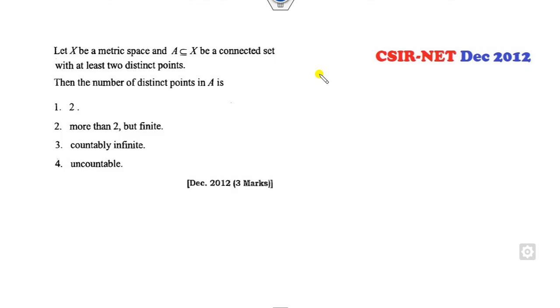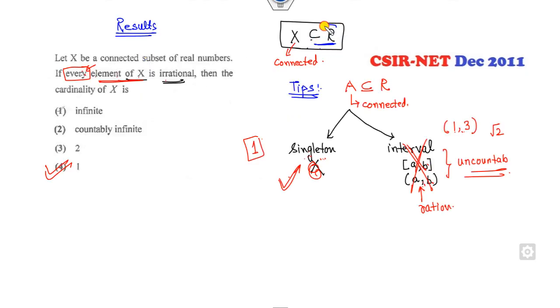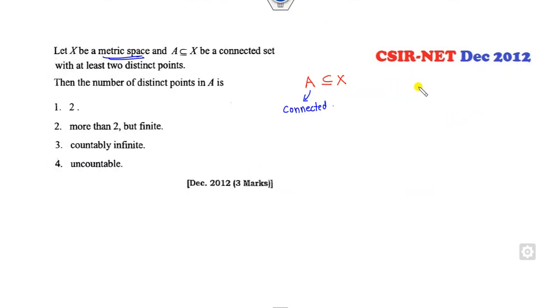X is a metric space, A is a subset of X, and A is connected. Fine. X is my metric space, so I can again use this property. I need a subset of R. Remember, this is a subset of R. So if I choose X as R, which is a metric space, then again A is either a singleton or an interval.